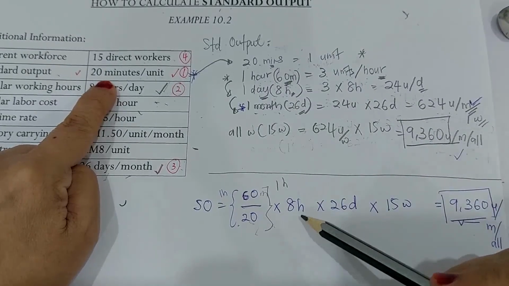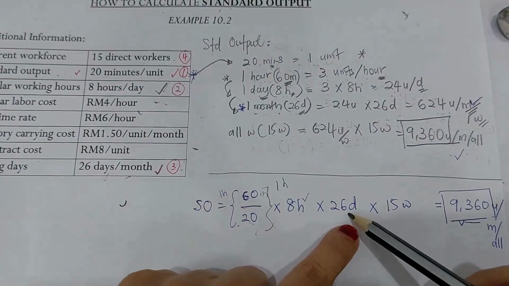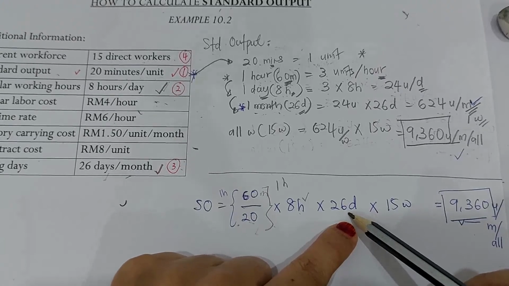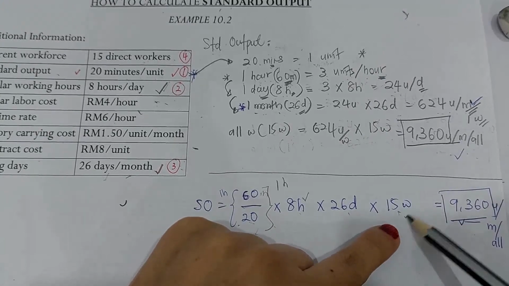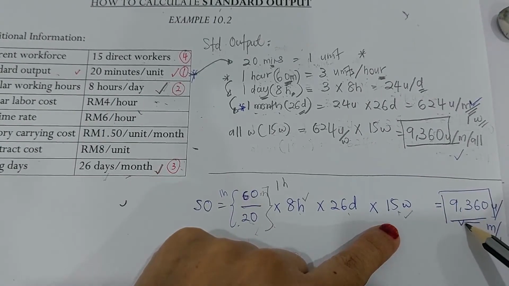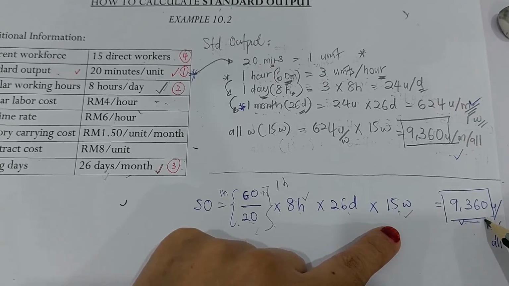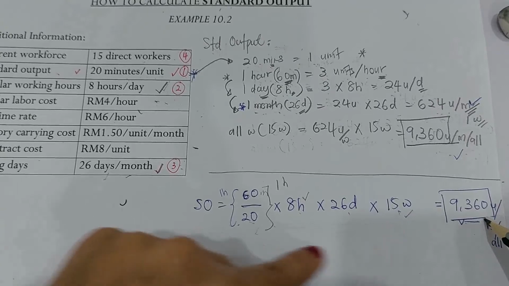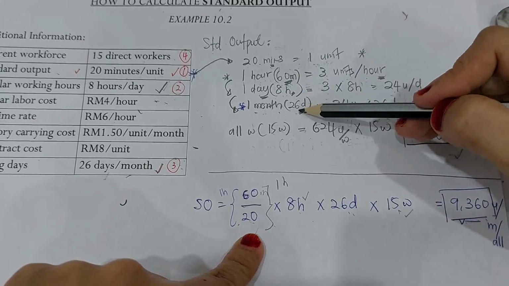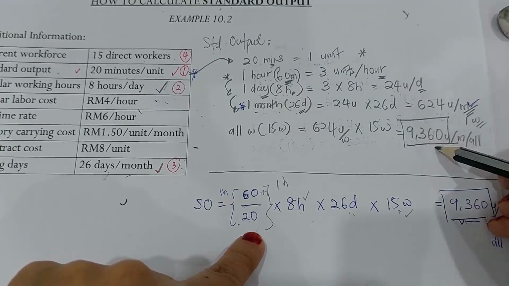Okay, then multiply with 8 hours. That is to convert into 1 day basis. Then multiply with 26 days. That is to convert into monthly basis. And finally multiply with 15 workers. That is to calculate for all the workers. And we will get the same thing, that is 9,360 units. The standard output in 1 month for all workers. You see the flow is exactly the same. Okay, 60 kali 8 kali dengan 26, and finally we multiply with 15 workers. So make sure that this is correct first.